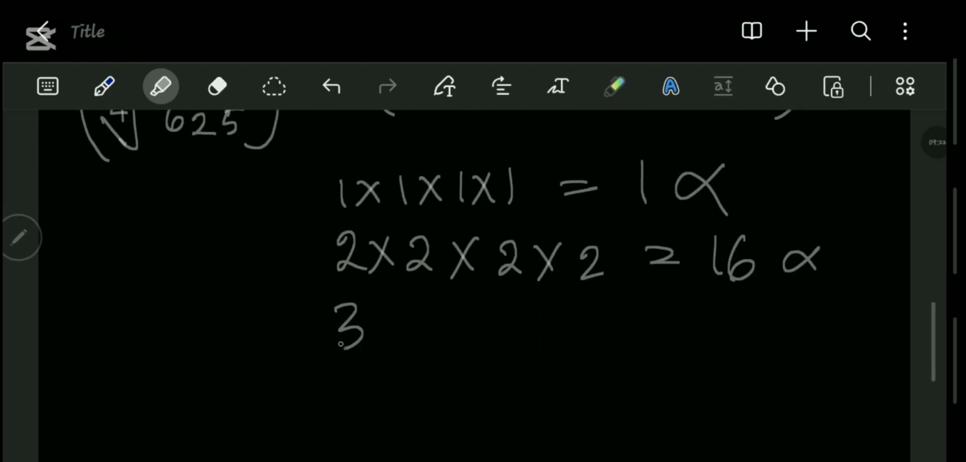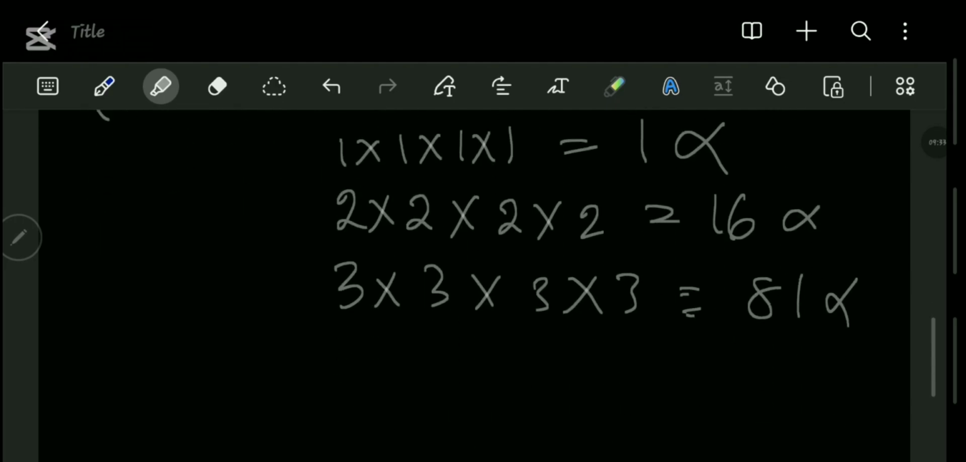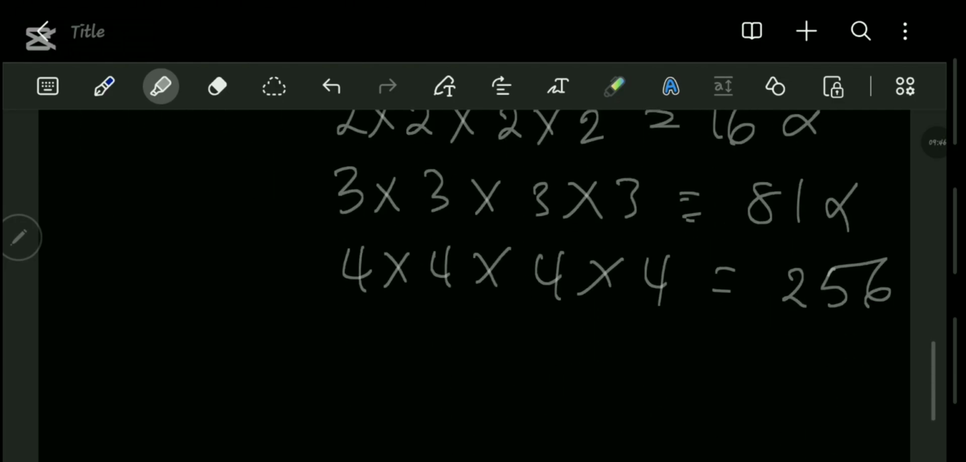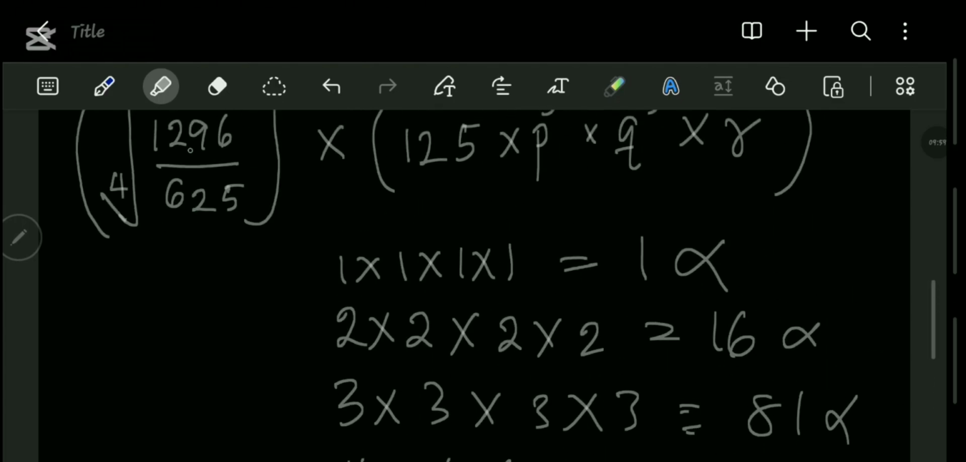Let's use 3. 3 times 3 times 3 times 3, so 3 in 4 places. That's 81. It's not giving us this guy here. Let's check 4. 4 times 4 times 4 times 4, so 4 raised to 4, that is 4 in 4 places. That's 256. It's not giving us this number. Let's use 5. 5 times 5 times 5 times 5, that is 5 in 4 places. That's giving us 625. Okay, we've already gotten this guy here, we have not gotten this guy.